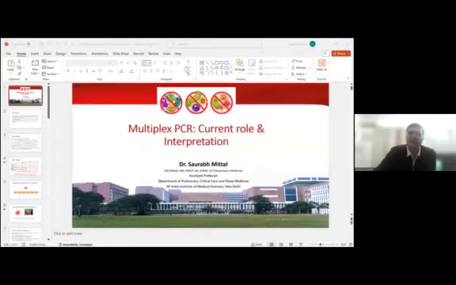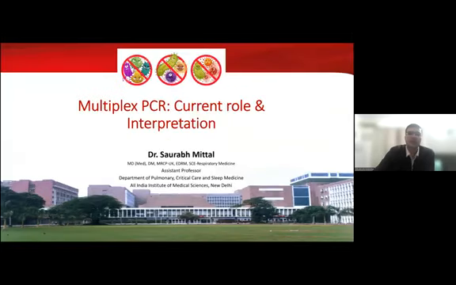The next talk is again a very contemporary and important topic, on the interpretation of multiplex PCRs, which has come up in a big way in the last couple of years. All of us have been bogged down. A lot of information keeps circulating on this. However, I do believe that there is a lot of gray zone, and we still don't understand how to interpret these reports properly and what to do next.